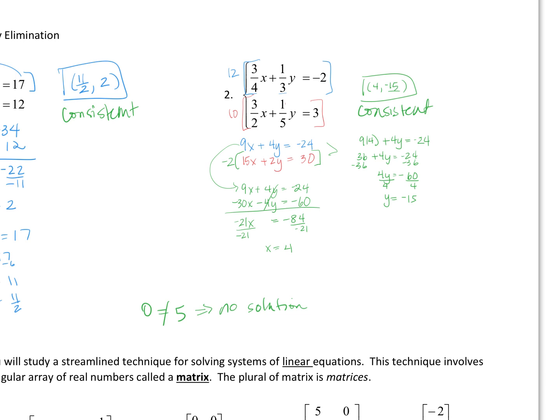Happens on occasion, doesn't happen very often. And all that means is that if you were graphing it, the lines would be parallel. They never touch. Remember, a solution means an intersection, so they just never have an intersection. That would be no solution, inconsistent, done deal. Okie doke?